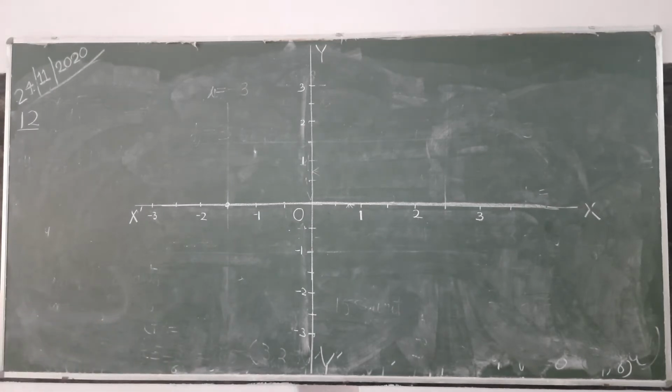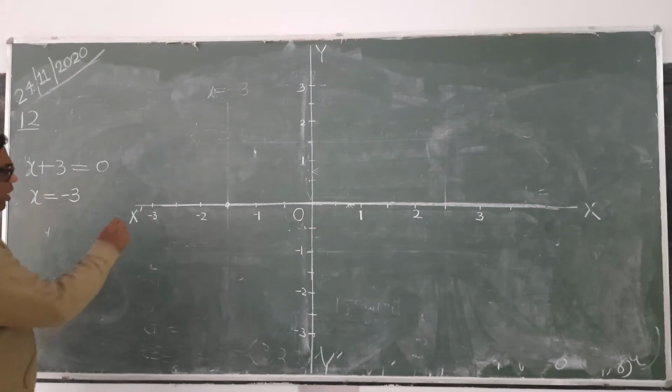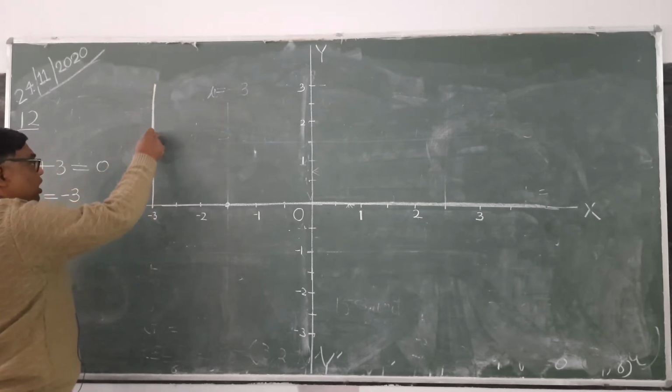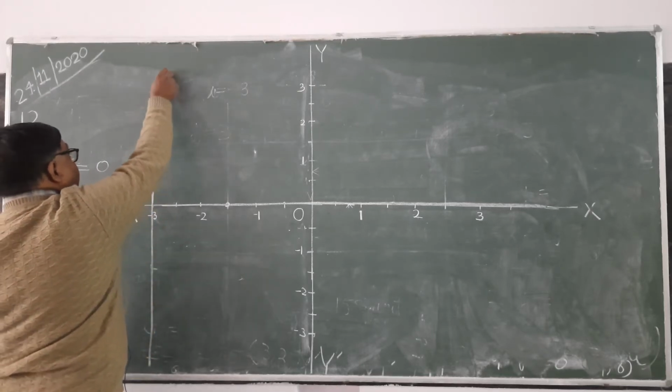On the graph paper, take 2 centimeter to represent 1 unit on both axes. Draw the line x plus 3 equals to 0. So see here, x plus 3 equals to 0 means x equals to minus 3. It will be parallel to which axis? Y axis. Where will it be? It will be this. This is the line x plus 3 equals to 0.